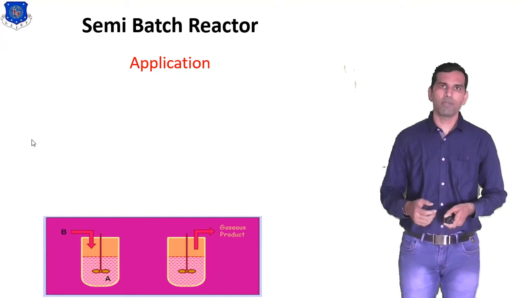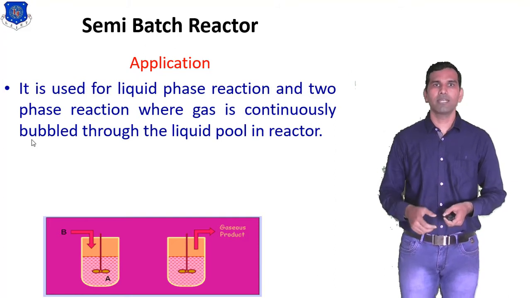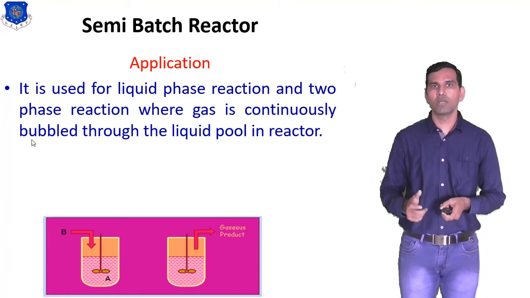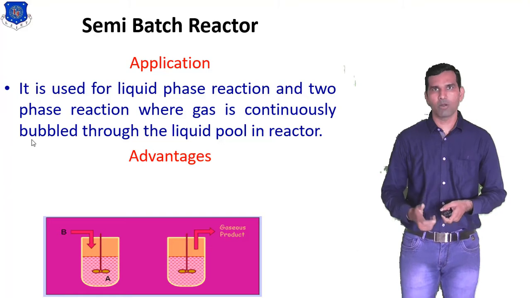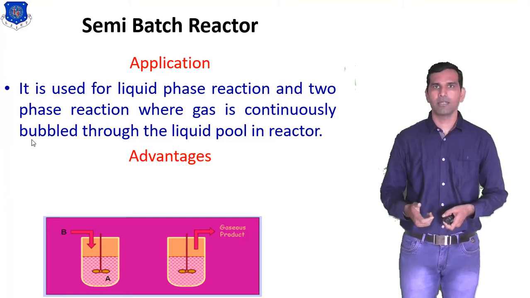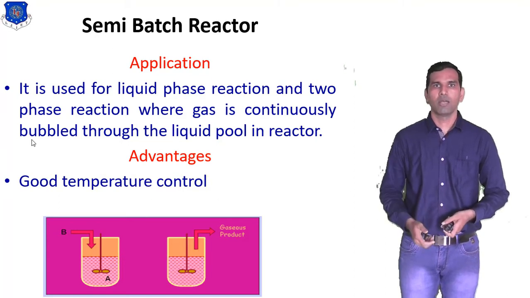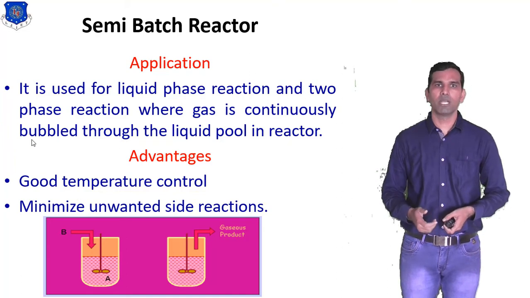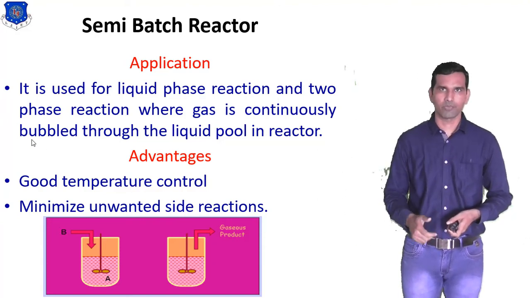Now we discuss the application of the semi-batch reactor. First application is that it is used for liquid phase reactions and two-phase reactions where gas is continuously bubbled through the liquid pool in the reactor. Now we discuss the advantages of the semi-batch reactor. First advantage is good temperature control, and next advantage is that it minimizes unwanted side reactions. So these are the advantages and application of the semi-batch reactor.